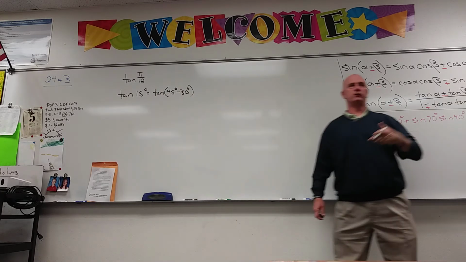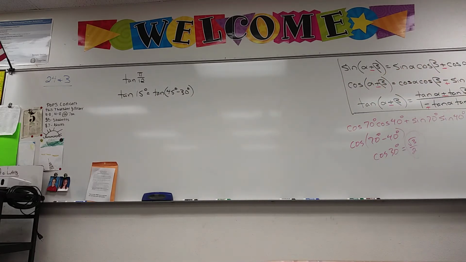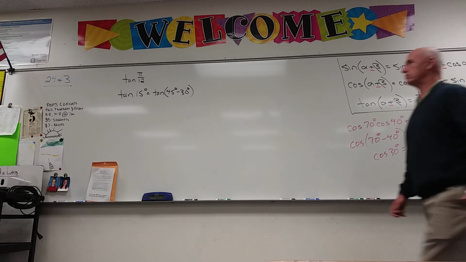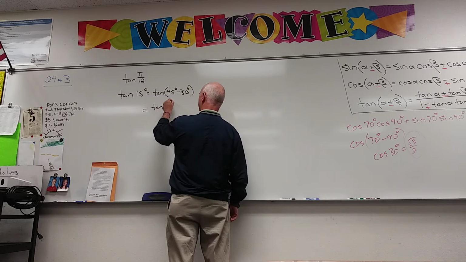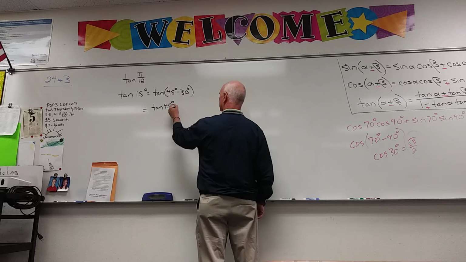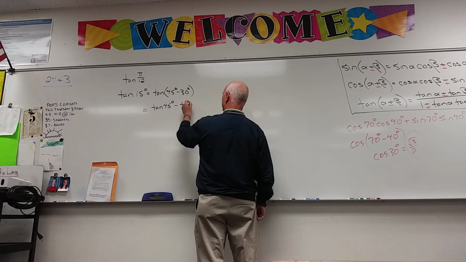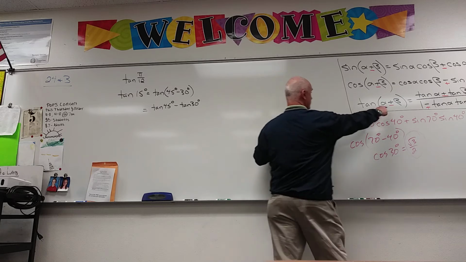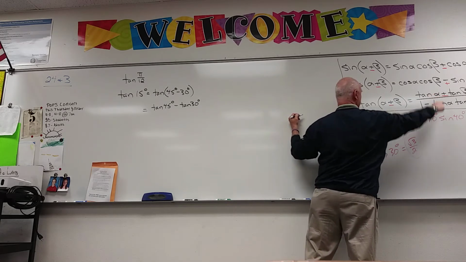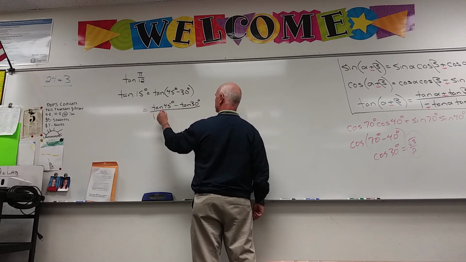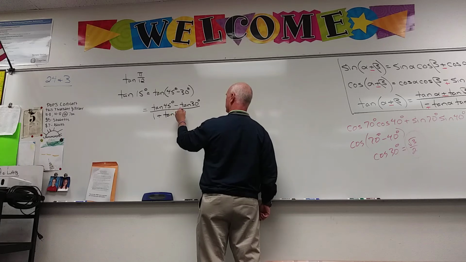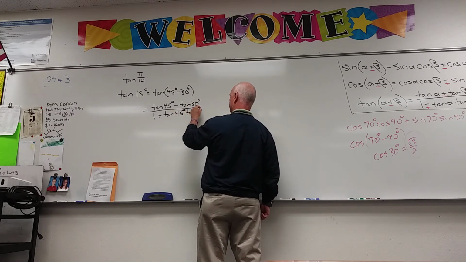So again, we're still using chart angles. Now, since we have the tangent of 45 degrees minus 30 degrees, what can we do? We use the formula. Tangent of 45 degrees minus tangent of 30 degrees. Remember, since this is being subtracted, the top is being subtracted, over 1 plus tangent of 45 degrees times the tangent of 30 degrees.